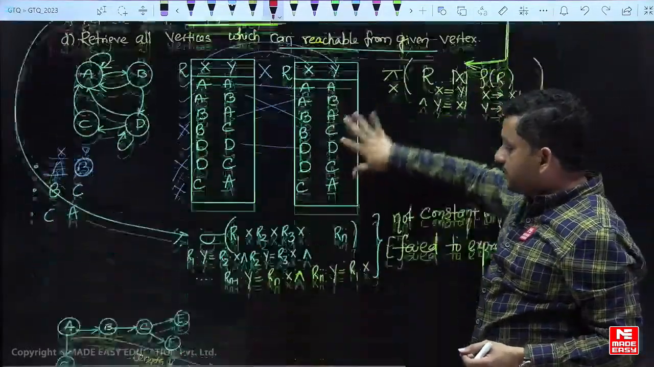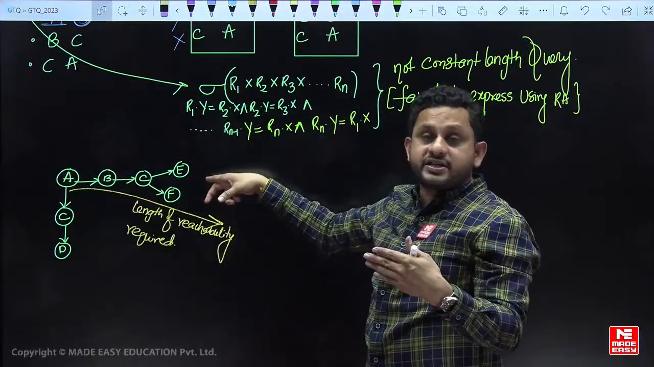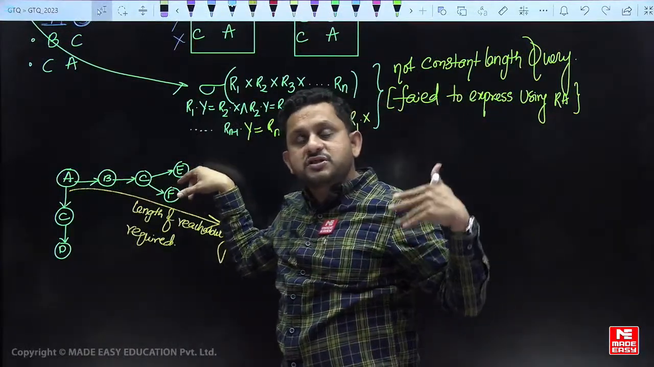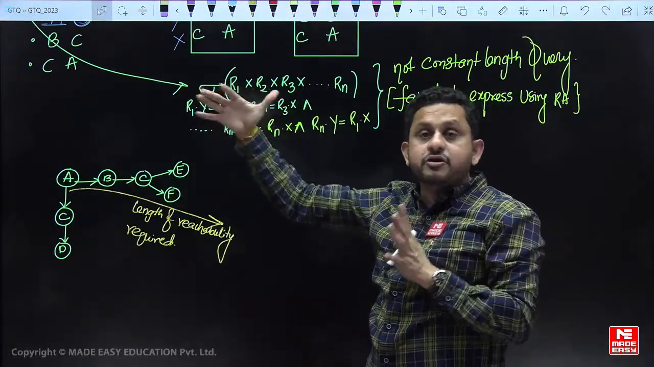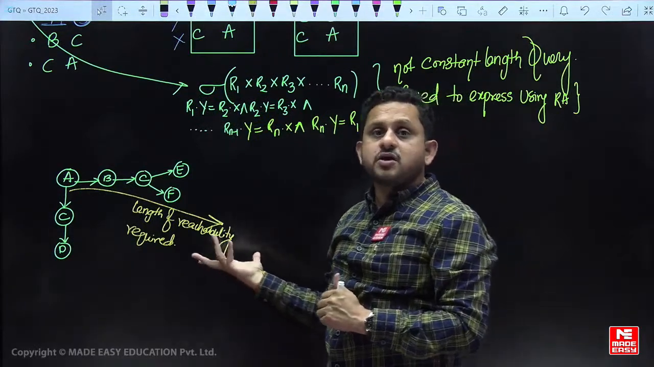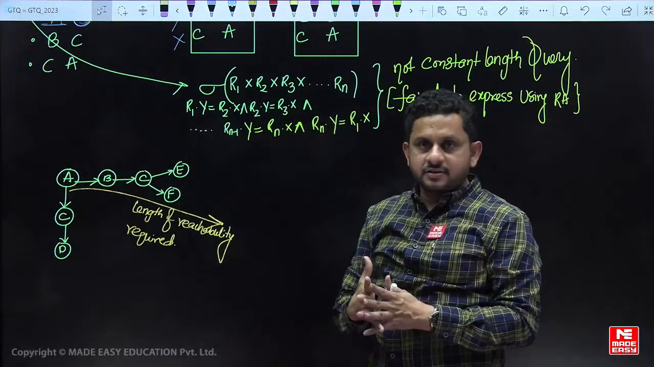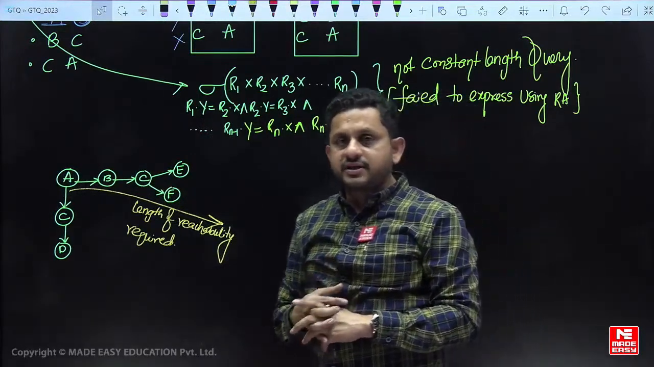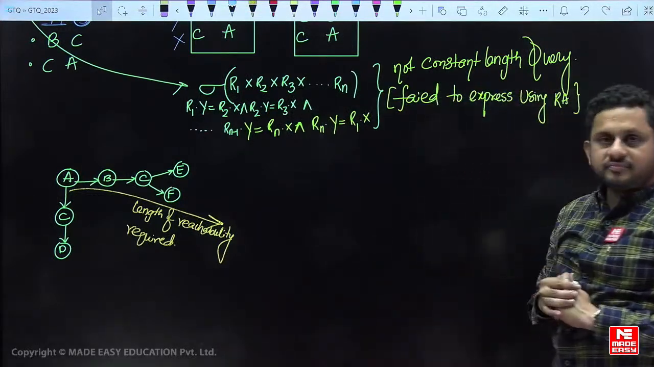For example, if the reachability of at most 2 edges, at most 3 edges, at most 5 edges, that is, the length of reachability is given, it is possible to express. If the length is not given, we don't know how many tables have to be cross producted. So be clear on this one, it is an important model question.